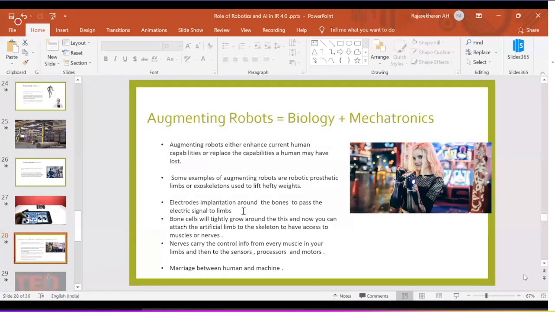As for how it actually works, there is electrodes implantation that helps pass the electrical signal. Once the bone cells grow, they will be connected with the artificial limb or prosthetic limb, and through that, the microprocessor will get the information. What your brain thinks, that information will come to the microprocessor, and accordingly it will process, and it informs the actuators what needs to be done. So let's see some of the examples.